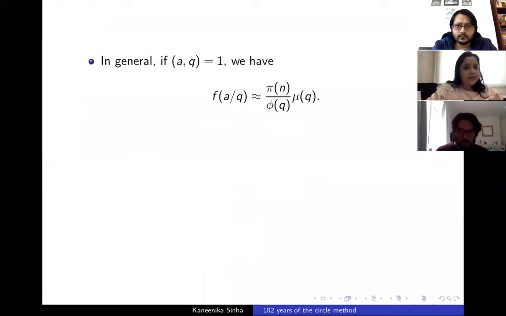Okay. So the same thing can be generalized. We were so far taking all rational numbers with numerator 1, but even for any numerator a, as long as a is co-prime to q, which is okay with us because we will write our rational numbers in the lowest possible form. So a and q are co-prime to each other. By repeating the previous calculation, what you have is that f of a over q is near about pi of n times mu of q over phi of q, where phi is, as I mentioned, the number of co-prime residue classes up to q.